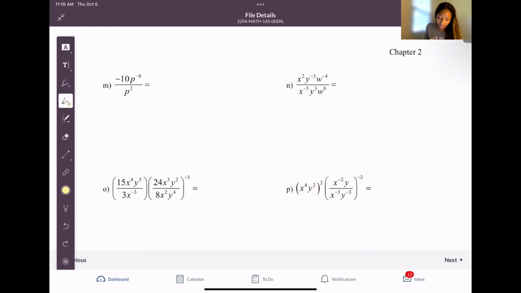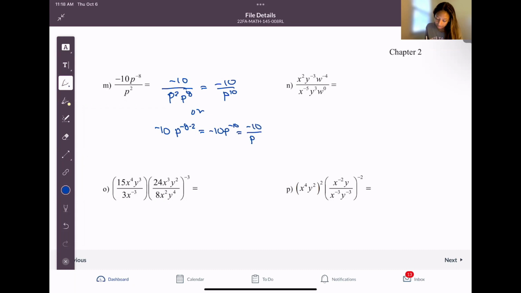Next, negative 10p to the negative 8th over p squared. You can move the p to the 8th down. So you can write this as negative 10 over p squared times p to the 8th. And then that would be negative 10 over p to the 10th. Or you could have done this as negative 10p to the negative 8 minus 2, which is negative 10p to the negative 10, which still gets you, of course, the same answer: negative 10 over p to the 10th.